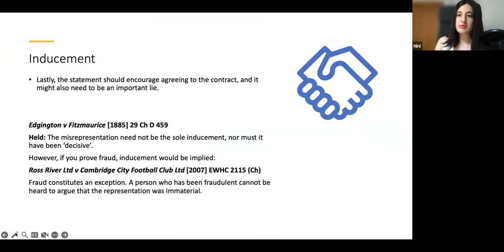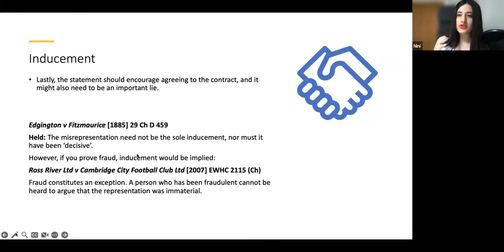Inducement. This is a very important requirement for misrepresentation as well. Lastly, the statement should encourage agreeing to the contract, and it must be an important lie. It should not be just a small thing. It should be something big, something important. And the relevant case that you can cite, Eddington: the misrepresentation need not be the sole inducement, nor must it be decisive. So it doesn't have to be the only decisive factor, but it has to be something important.